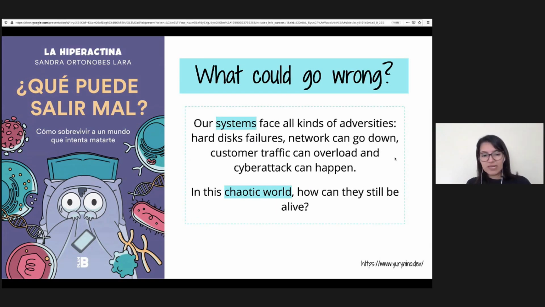Probably you are wondering what the relation is with the topic of this conference. I have found that this definition applies to our software systems. If you use system instead of body and chaotic instead of dangerous, you could identify the adversities that our software systems have to face. Hard disk failures, network outages, unexpected customer traffic, and cyber attacks are included here. These scenarios allow us to think about the things that could go wrong when systems are in production.